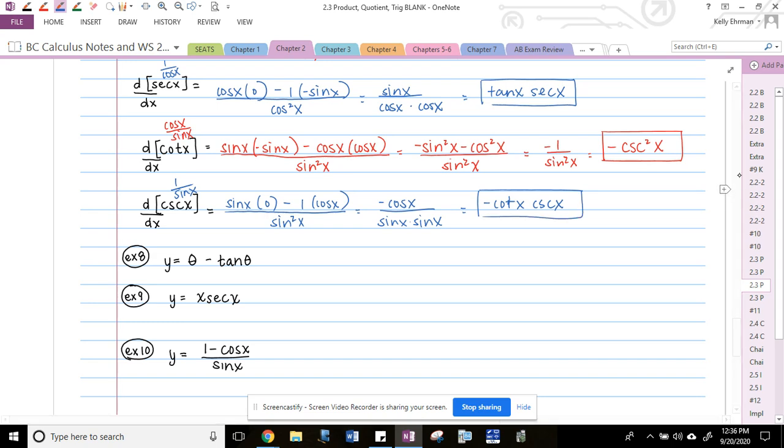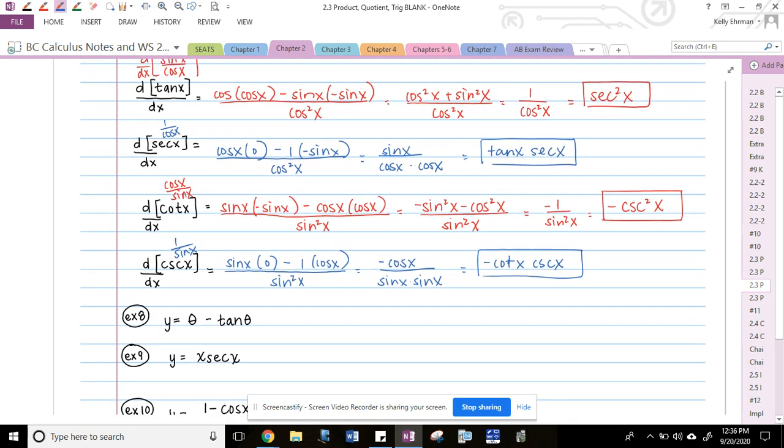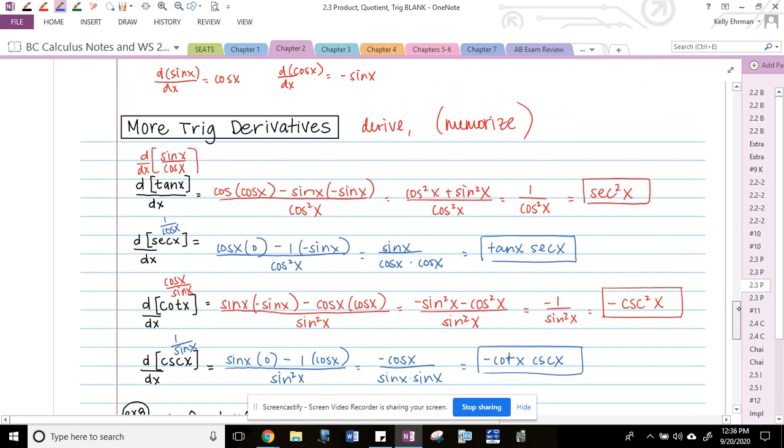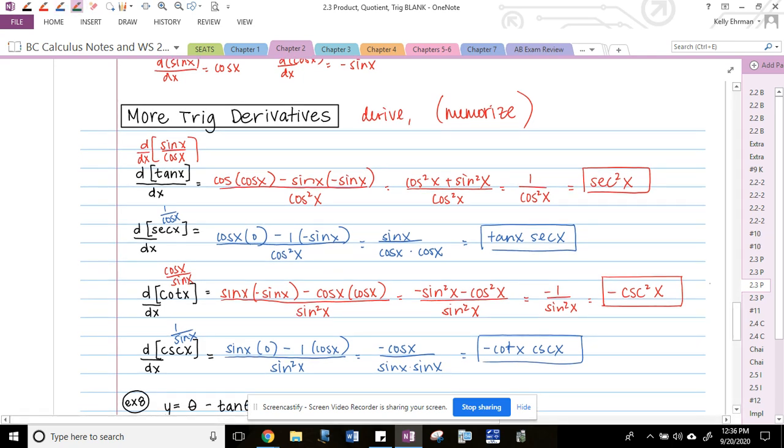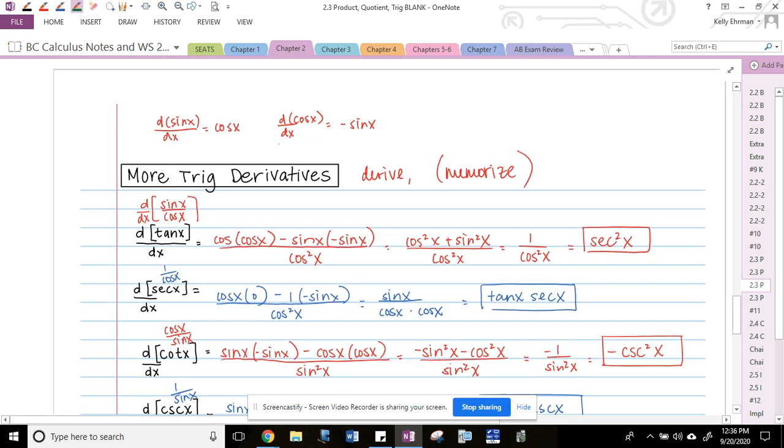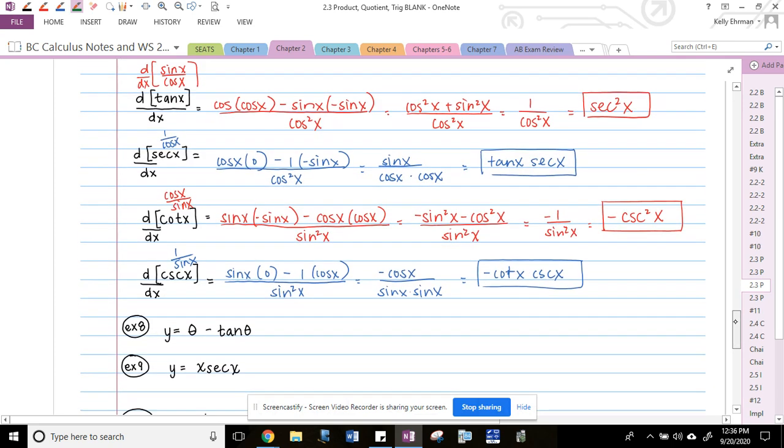And that same put a co in front of it trick kind of works. If you can remember that the derivative of secant is tangent secant, then the derivative of cosecant is cotangent cosecant, and you have to remember that it's negative. There is a trick to remembering that it's negative. Take a look at the derivative of cosine, the derivative of cotangent, and the derivative of cosecant. Those derivatives all have negative signs in them.